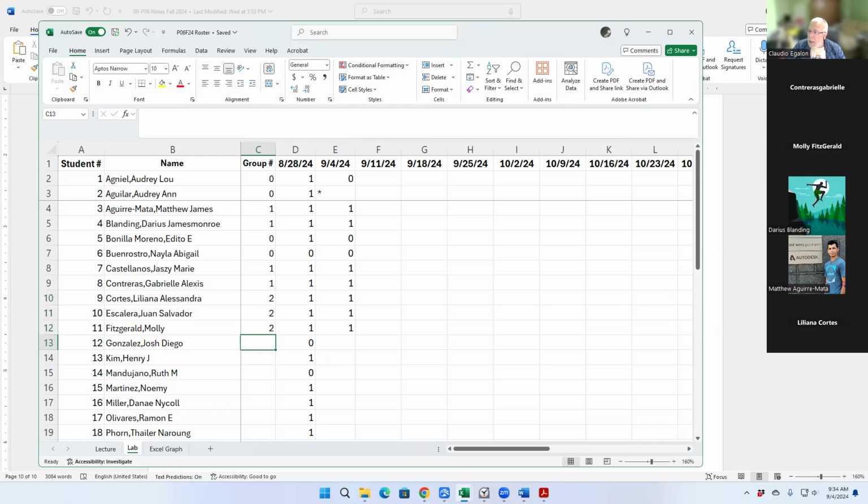Next is Josh. Josh, let's see if this Josh is here. Josh Gonzalez, are you there, Josh? No, doesn't look like he's there. Okay, I'll put group zero here for now. Henry Kim. Are you there, Henry? I see Henry right in here. Looks like Henry is away from his computer. I'm gonna put a star under his attendance.